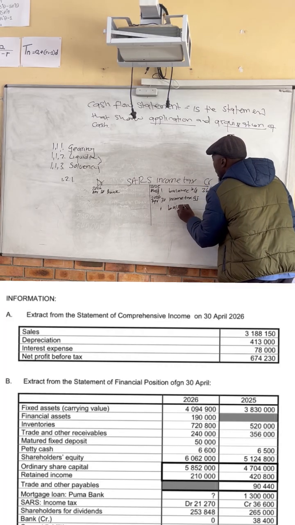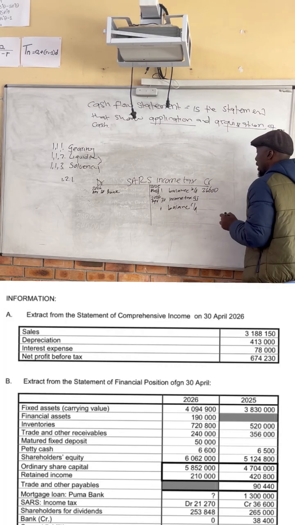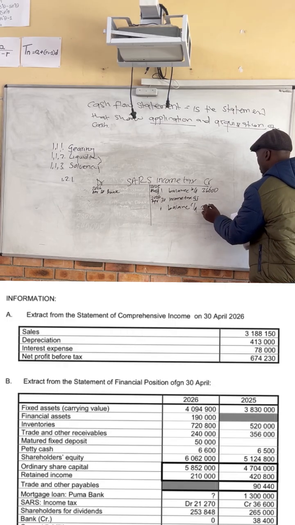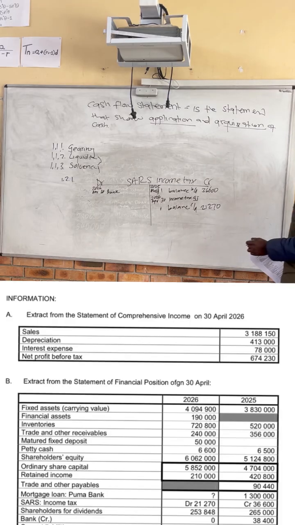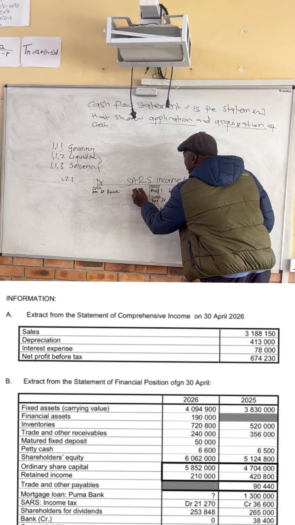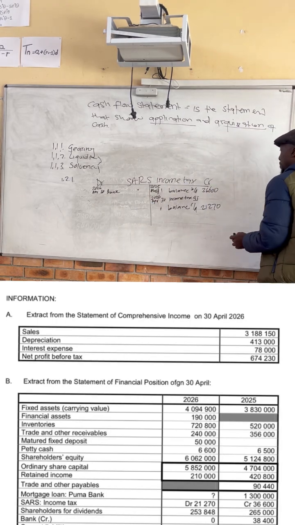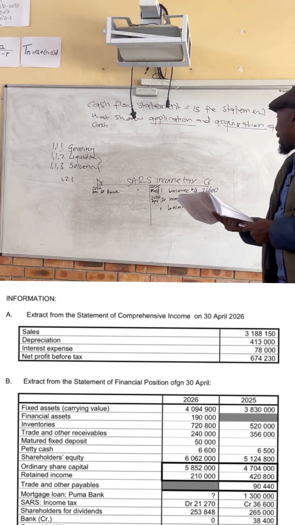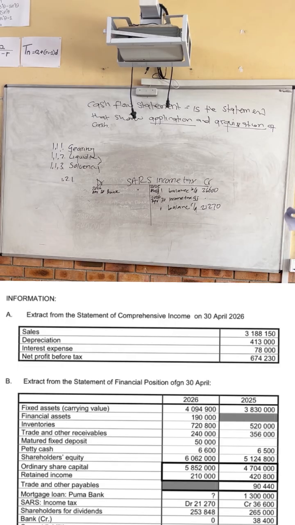So it will be balance carried down of 21,270. Okay. So we are looking for this bank. But we must also get this one. And then income tax.